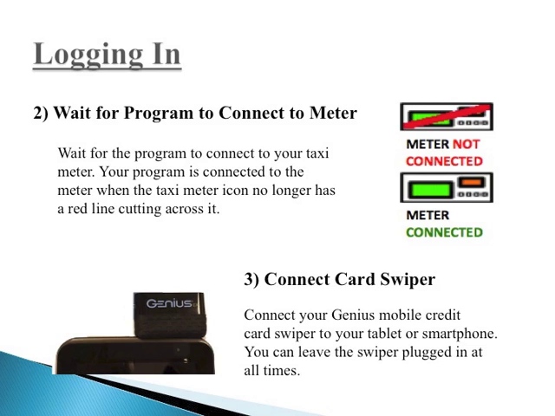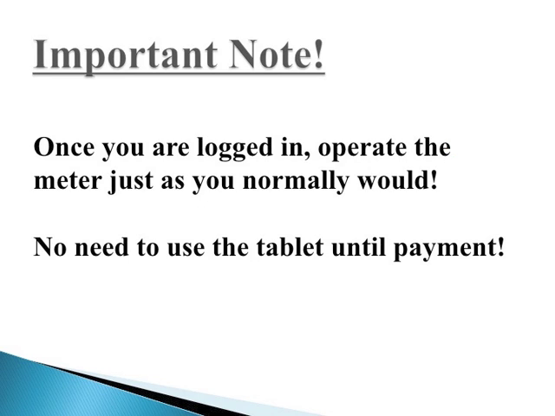Finally, insert your Genius mobile credit card reader into your tablet or smartphone. Your Genius mobile credit card reader can be attached to your tablet or phone all day, and it does not need to be removed in between rides. Once you've logged into the TaxiRadar program on your tablet or smartphone, that's it. You don't need to worry about or do anything with your tablet or smartphone until it is time for payment.